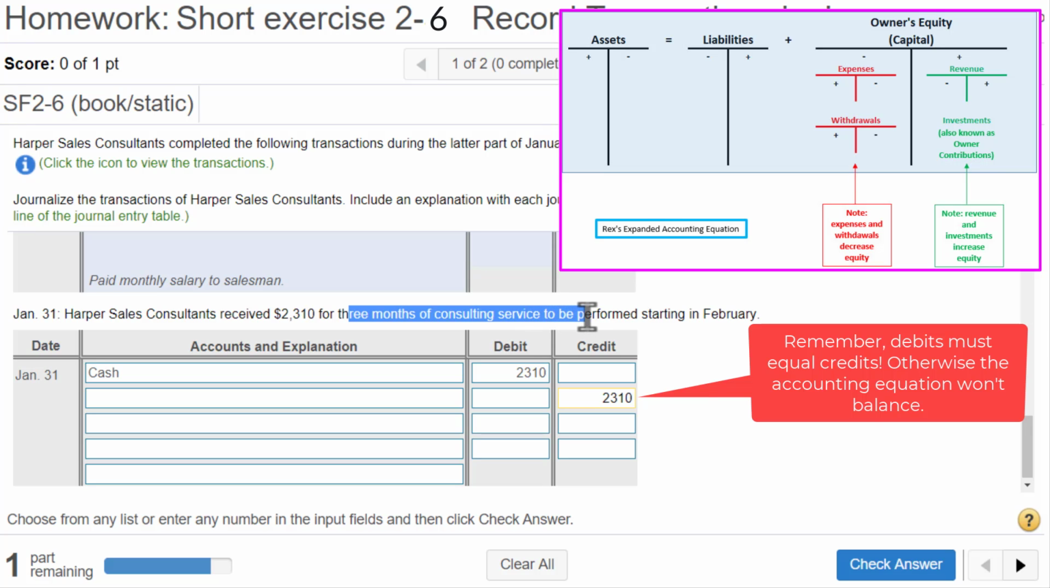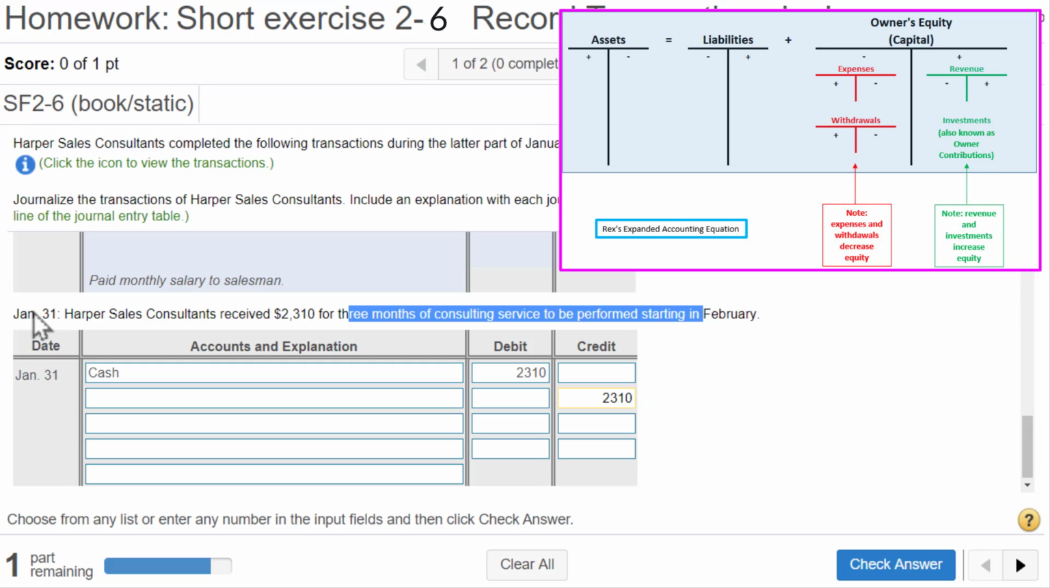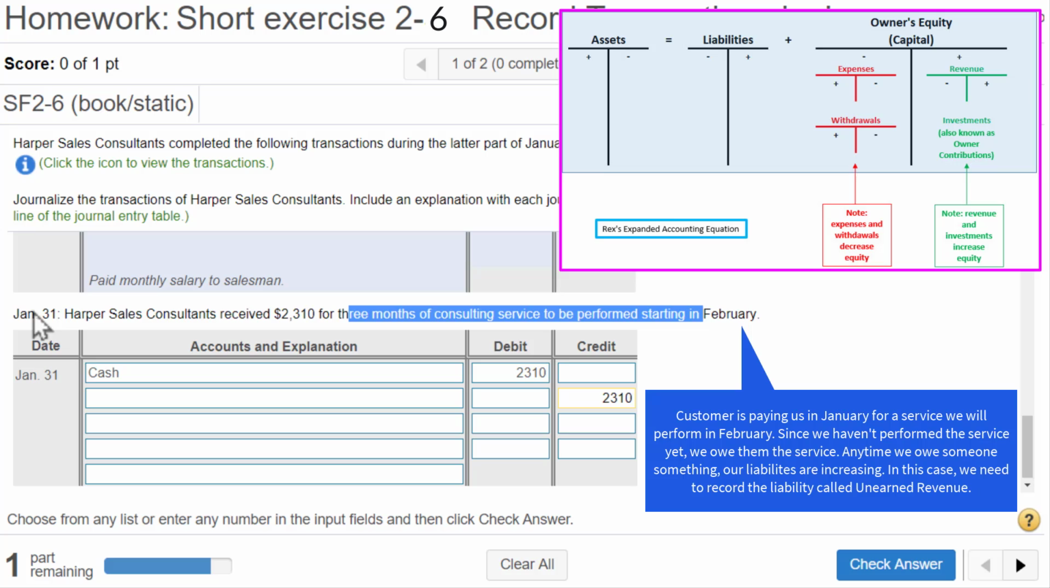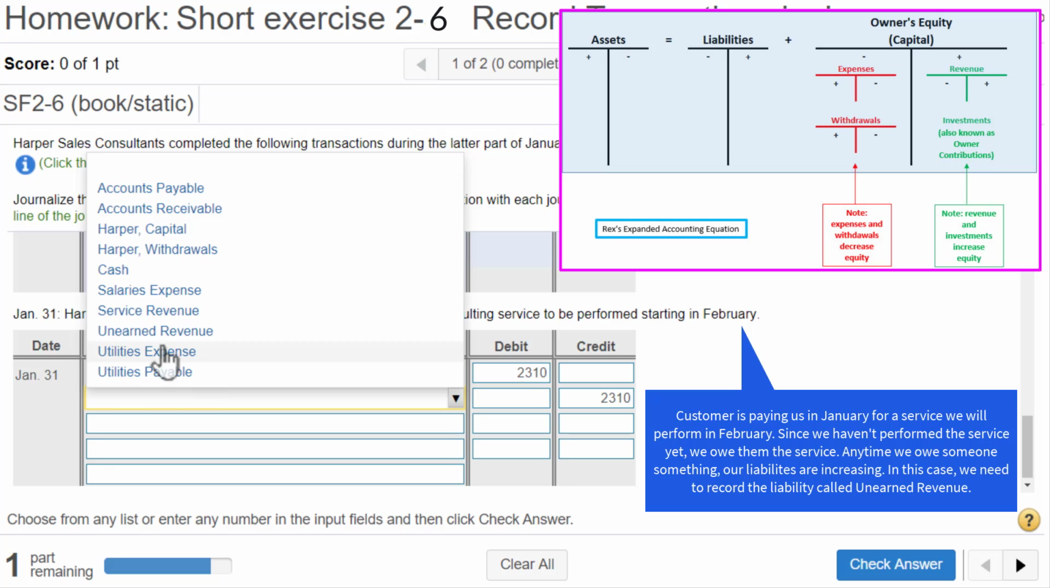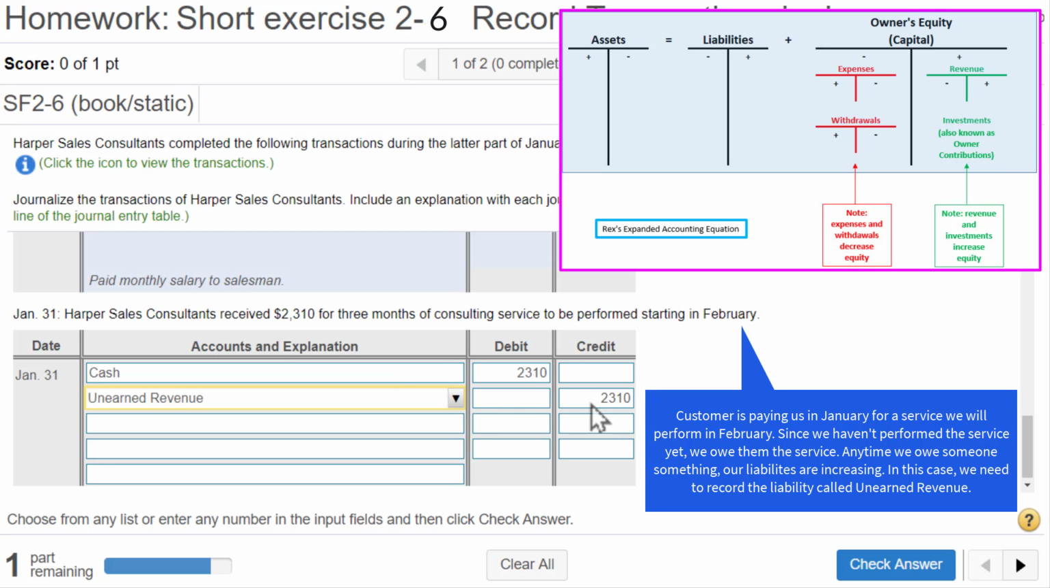Now this is key. To be performed starting in February. Well, what date is it now? It's January. So we received this money, but we're not going to give them the service until the next month. So have we earned this? No, this is unearned revenue. Unearned revenue. And let's make sure that crediting it makes sense.